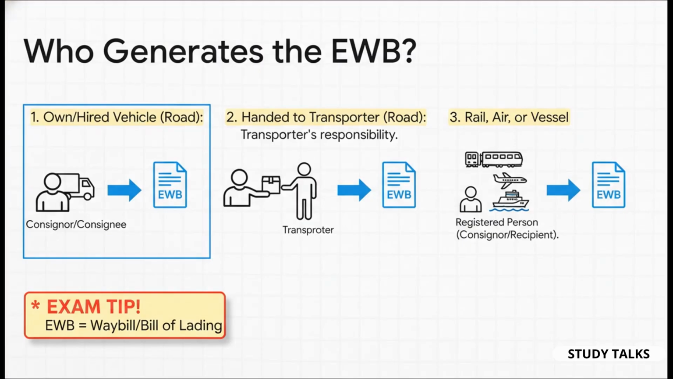So, who actually clicks the Generate button? Well, it depends. If the supplier is using their own truck, it's on them. But if they hand the goods over to a transporter, the responsibility shifts. The transporter must generate the e-way bill using the Part A info given to them. And if the supplier doesn't give them that info, too bad. It's still the transporter's job. Now, if the goods are going by rail, air, or sea, the responsibility goes back to the registered person, so the supplier or the recipient.